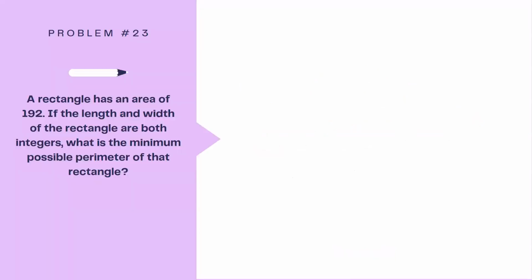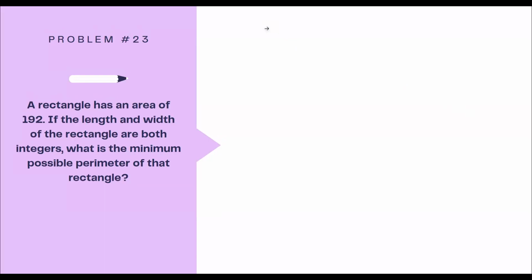So a rectangle has an area of 192. So if the length and the width of the rectangle are both integers, what is the minimum possible perimeter of that rectangle? What do you think is the answer? 7. There's some answer 64, 56.